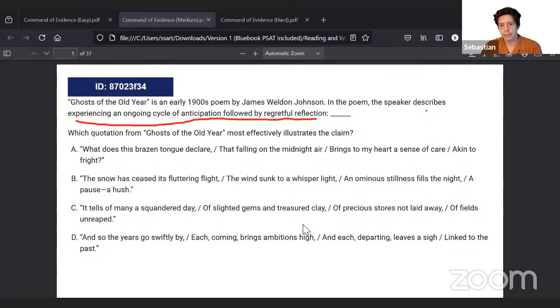And so the years go swiftly by. Each coming brings ambitions high, and each departing leaves a sigh, linked to the past.